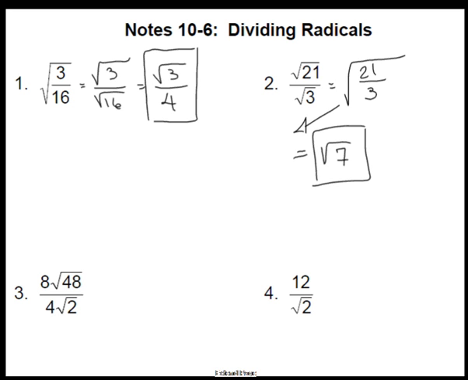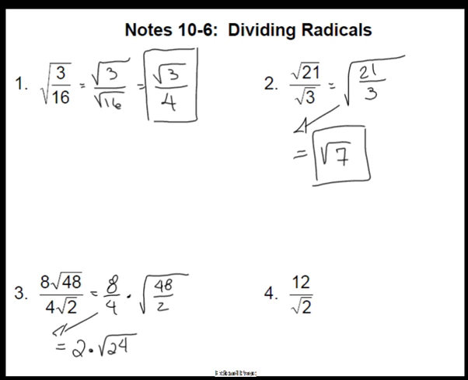Looking here at example number 3. Now number 3 is a little different. It's got all kinds of stuff going on with it. I have 8 over 4, and I'm going to treat these as two separate things. I'm going to rewrite my radicals now as one single radical like I did in example 2, where I'm going to have 48 over 2. In doing so, 8 divided by 4 is 2 times, well, inside the radical, I'm going to have the square root of 24, because 48 divided by 2 is 24.